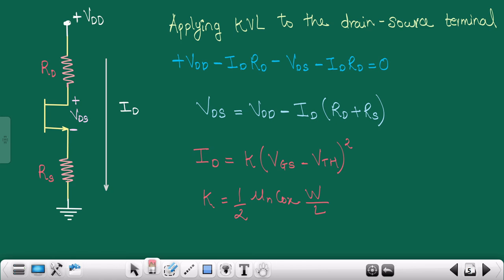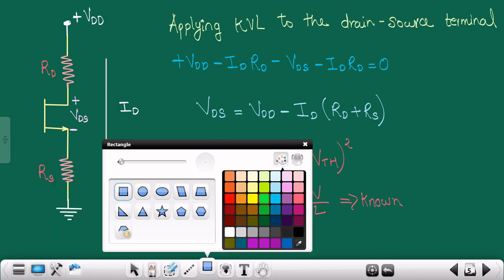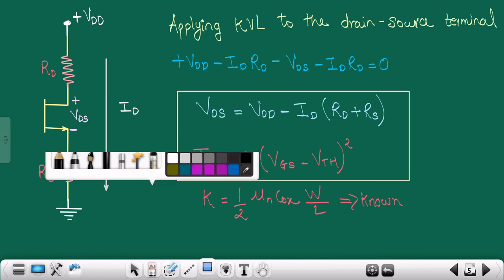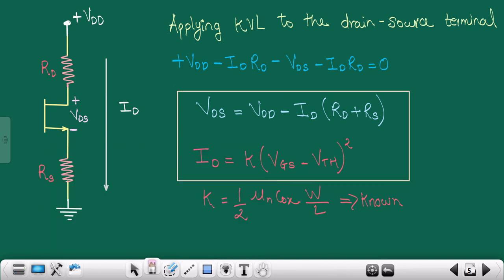As of now I'm not going to deal with this parameter, but generally this parameter is known to us with the help of the data sheet, so you need not worry about it. And what we got from these two equations is this. See over here, from these two equations we will check the Q point.